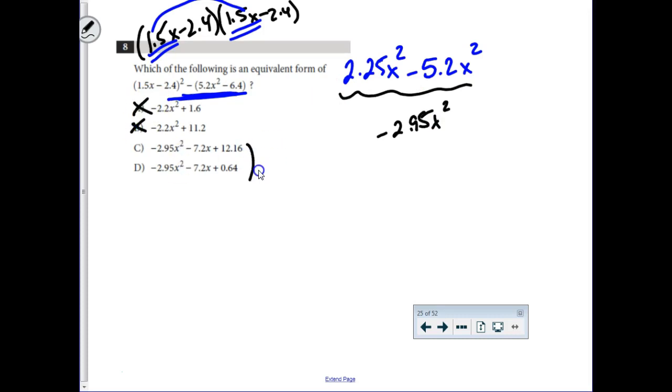The only difference between these two answers is the back coefficient. This one has a positive 12.16 and this one has a positive 0.64. Your job is to figure out what that back coefficient is. So guys, remember, I'm only going to partially do this question. Can you figure out your coefficient from this FOILing problem for me? 2.4 times 2.4?